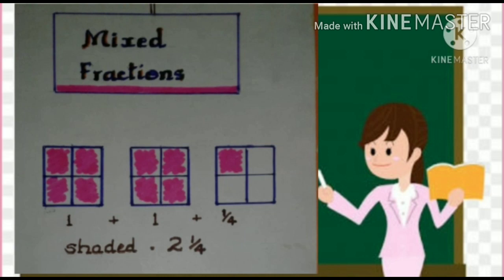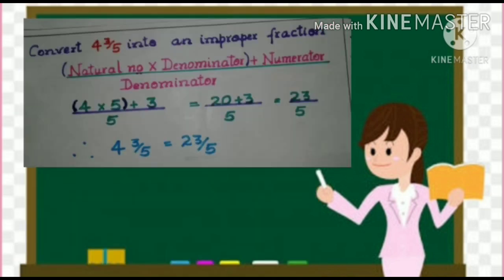Now, let us change a mixed fraction into an improper fraction. Convert 4 3/5 into an improper fraction. To do this, multiply the natural number by the denominator, add the numerator to the product and write the denominator as it is. Natural number times denominator in bracket plus numerator, upon denominator.